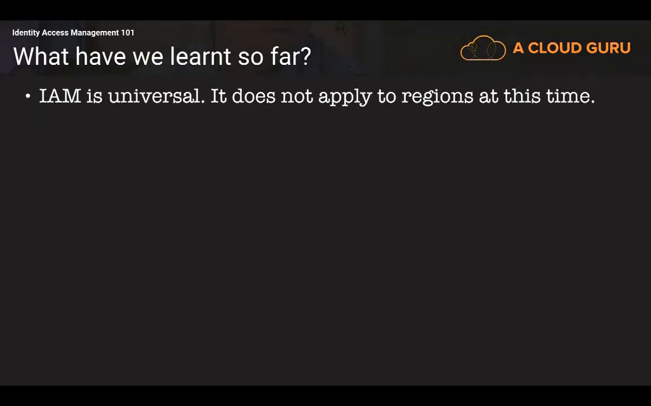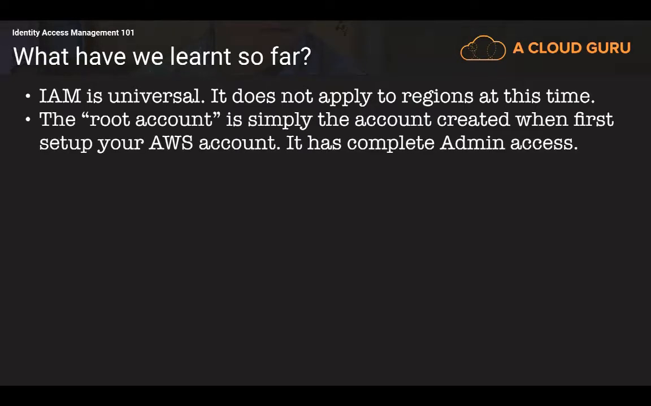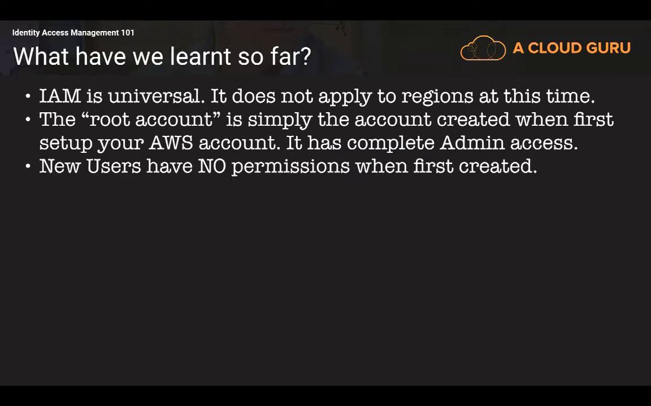So what else have we learned? IAM is universal. It does not apply to regions at this time. So when you create a user, a role, or a group within identity access management, the region that you do it in does not matter. It's completely consistent across the platform. We've learned that the root account is simply the account created when you first set up your AWS account, and it has complete admin access by default. And that is the only account that's going to have complete admin access by default. When you create new users, the opposite is true. They have no access to do anything by default, which is my next slide.